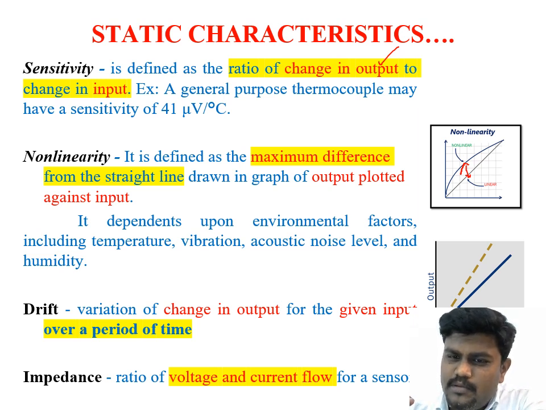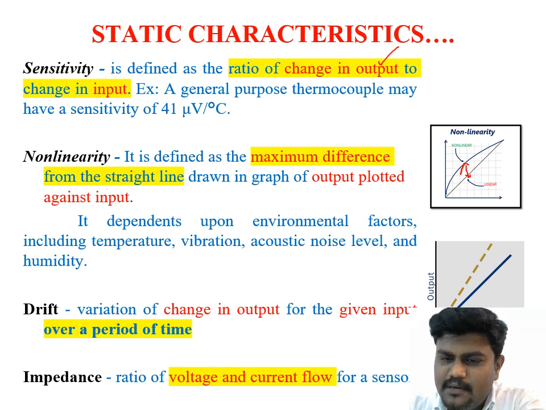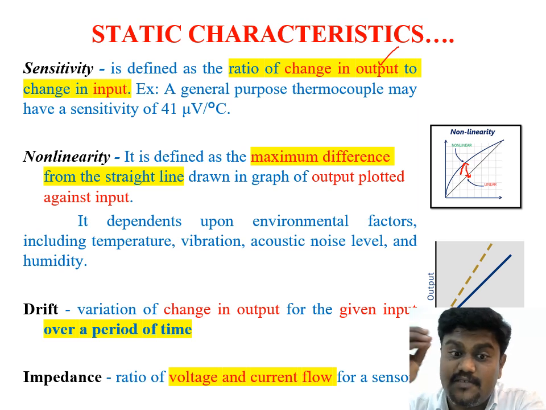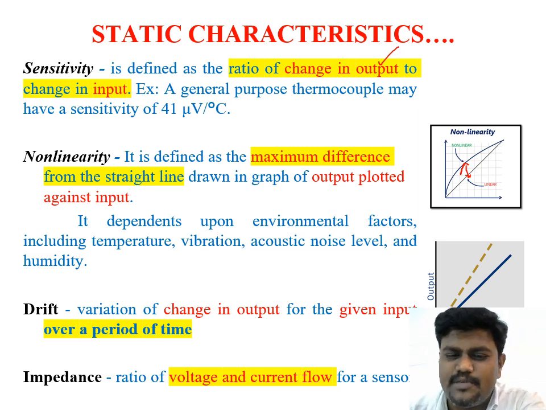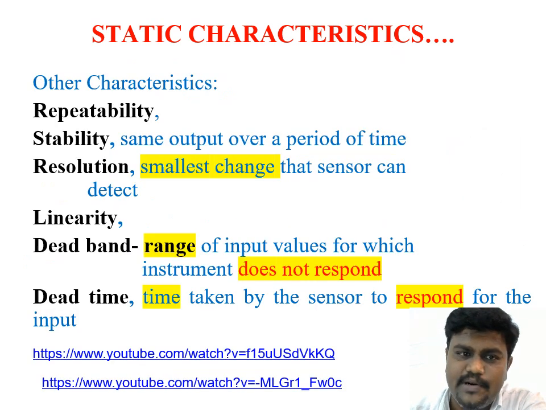When you give some signal through the hardware, it takes some time to give you the output. For example, when you set 5 amps, the output comes with 5.1 or 5.2 amps. That becomes the variation in the output for the given input, which is 5 amps. So that variation can be called a drift. Okay. Impedance, again, is the ratio between the voltage and current flow in any sensor, that we know as the basic one.